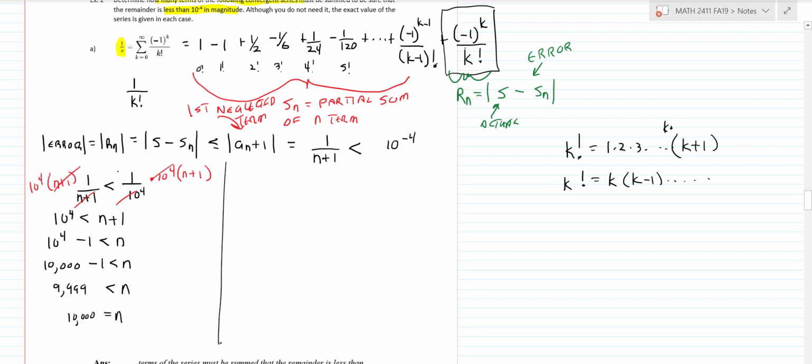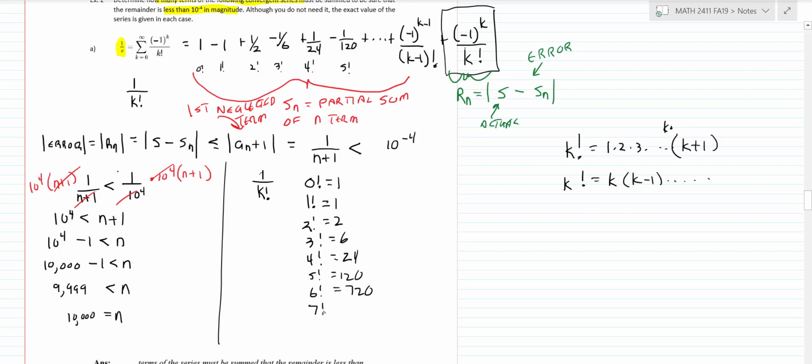Now, since we're working with a factorial, that's the reason I'm going about the problem this way. Remember, we're working with the series 1 over k factorial. So we're going to work this out like this. 0 factorial, we know that's 1. We're just going to write this out. 1 factorial is 1, 2 factorial is 2, 3 factorial is 6, 4 factorial is 24, 5 factorial is 120, 6 factorial is 720.